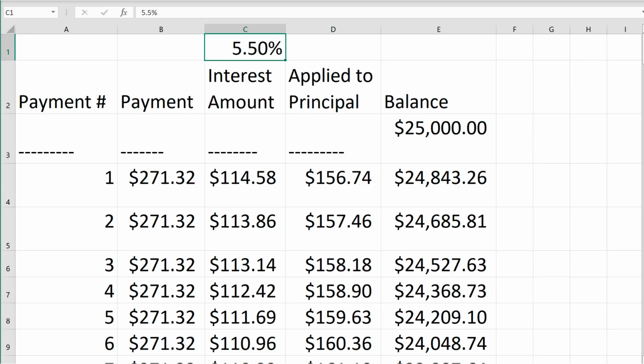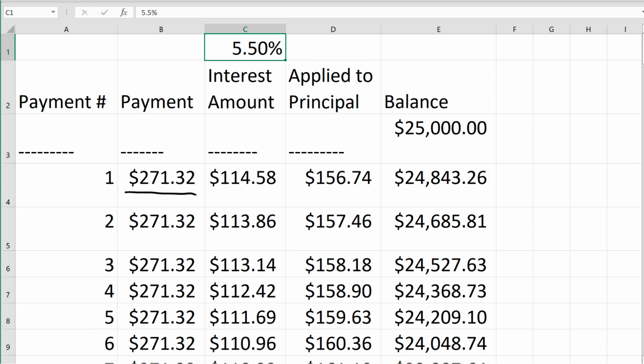All right, so here is our amortization table. It's actually the exact same example that we were just looking at. So $25,000 loan at 5.5% interest with 10 years of monthly payments. And so we already looked at how to find the payment itself. We found that in the TVM Solver. So now we just want to look at how to find the other pieces.